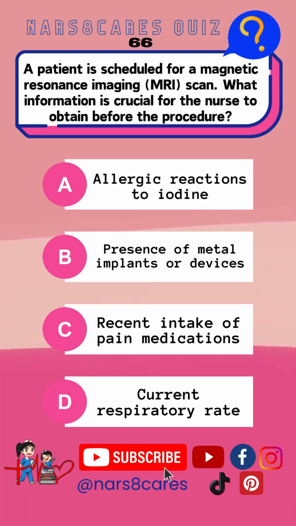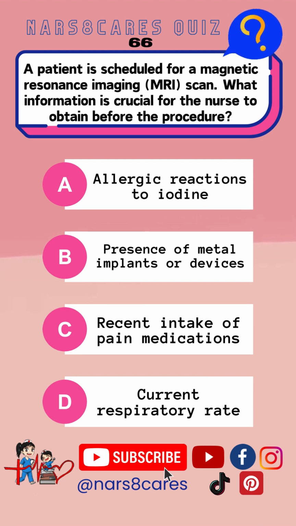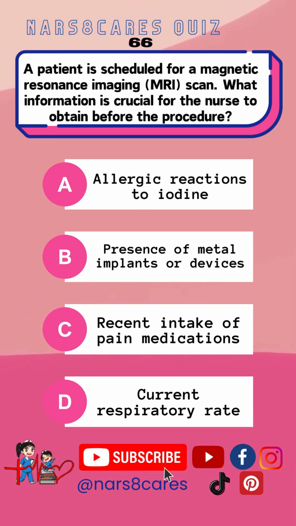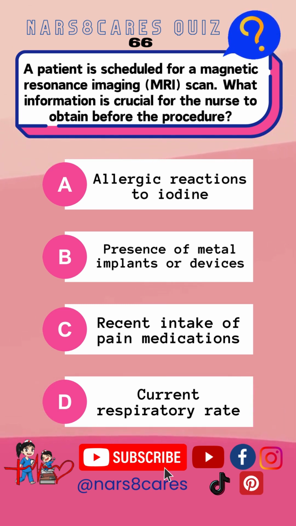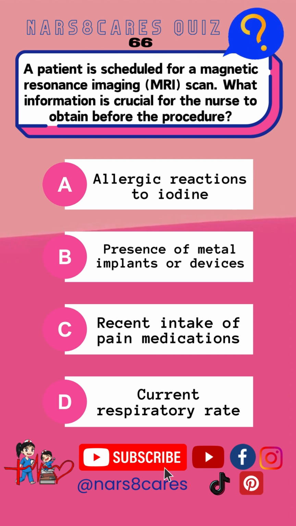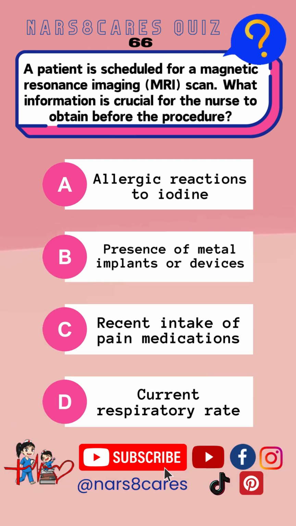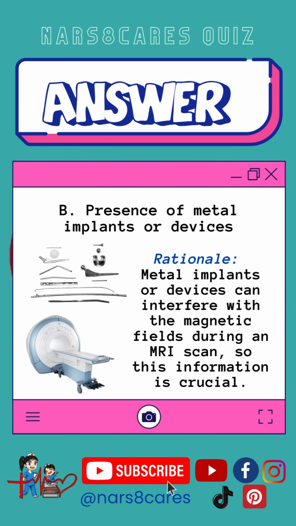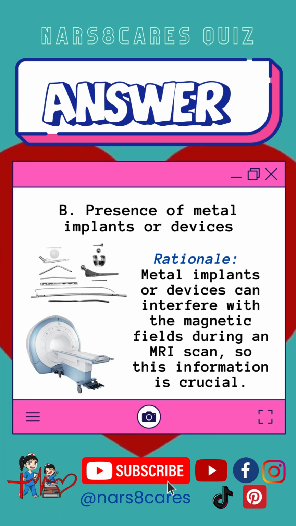66. A patient is scheduled for a magnetic resonance imaging (MRI) scan. What information is crucial for the nurse to obtain before the procedure? A. Allergic reactions to iodine. B. Presence of metal implants or devices. C. Recent intake of pain medications. D. Current respiratory rate. Answer: B. Presence of metal implants or devices. Rationale: metal implants or devices can interfere with the magnetic fields during an MRI scan, so this information is crucial.